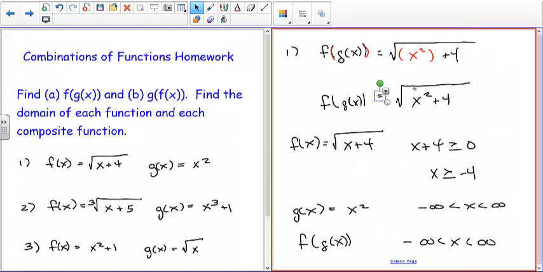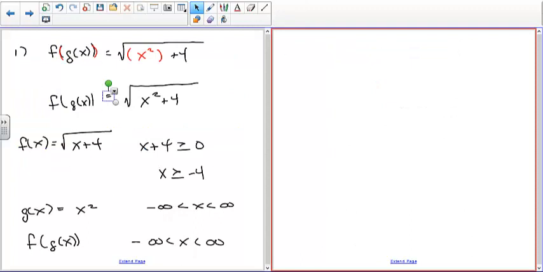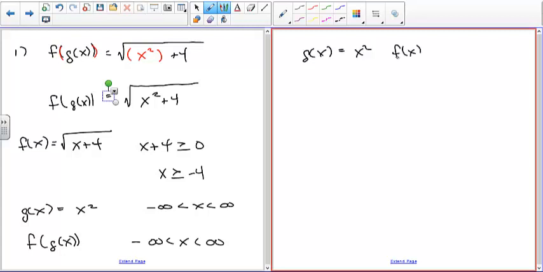So I did f of g of x. So let's do g of f of x. g of x was equal to x squared, and f of x is equal to the square root of x plus 4. So what we do is we plug in, so we can do g of f of x instead of f of g of x.